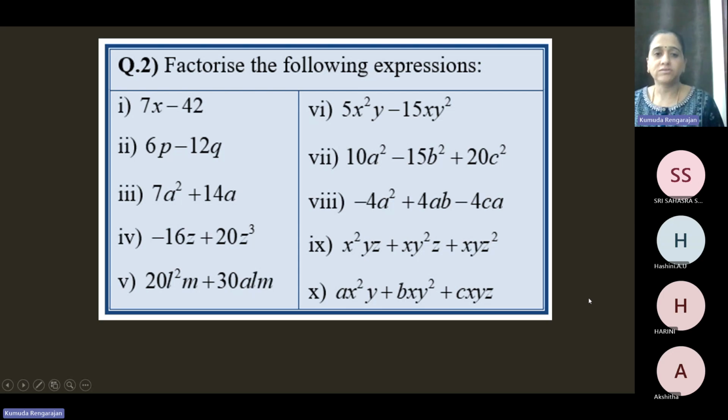Factorize the following expressions. Work all the 10 and then we'll see the answers. Yes, work all the 10. Only when you start working, you will realize if you can really do it in a different method.